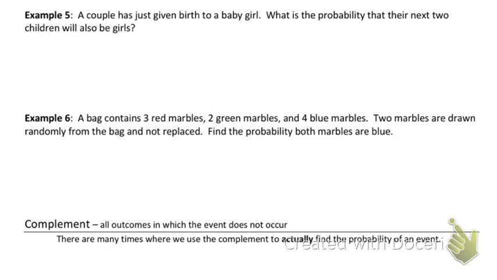It says a couple has just given birth to a baby girl. Does that have any impact on their next 2 children? And the correct answer is no, it doesn't. They already had the baby girl. It's no longer included in our probability. So what we're actually looking for is the probability of their next 2 children being girls. And we're going to go with the fact that having a girl is equally as likely as having a boy. So all we're trying to do is find the probability of having a girl and then another girl.